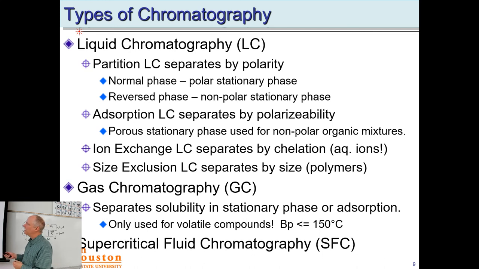Then you have ion exchange, which makes sense. You're dealing with ions and you're separating things by chelation. So you have a stationary phase that has organic acid groups that will hold on to cations. And so you can separate cations by their binding affinities to these different acid groups. And then you can have amines that hold on to anions. So you can have a stationary phase that has a lot of ammonium groups, and then the anions will stick to that stationary phase and be separated.